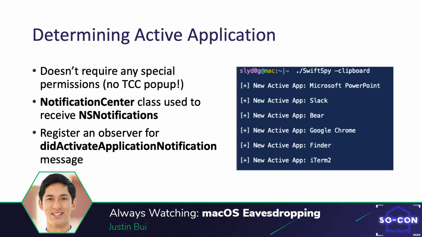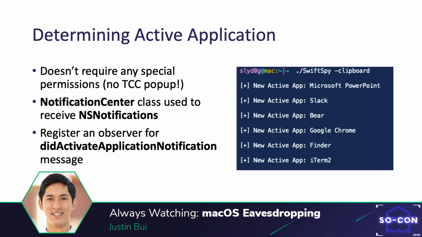to the end user. To determine the active application, we use the NSNotificationCenter class. This class is used to receive NS notifications. NS notifications are essentially operating system messages on macOS. We register an observer that listens for the didActivateApplication notification message.